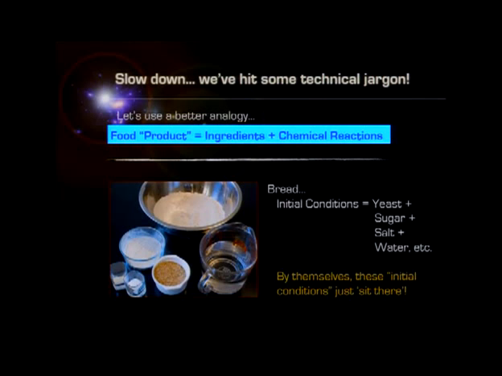And so in this particular case, we've replaced initial conditions with ingredients. So in the case of bread, you've got yeast and flour and sugar, salt, water, etc. Those are the initial conditions for this final product of bread. By themselves, they just sort of sit there. You can sit there staring at them for as long as you like, but they're not going to change. That's what they are. That's what the initial conditions are. So you need to put in some physics. In this case, it's the chemical reactions.